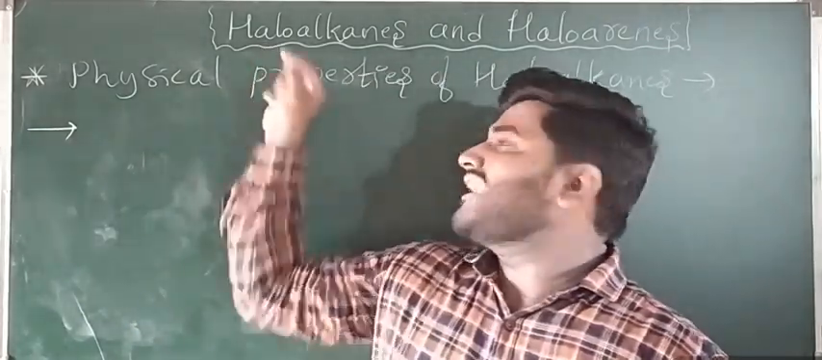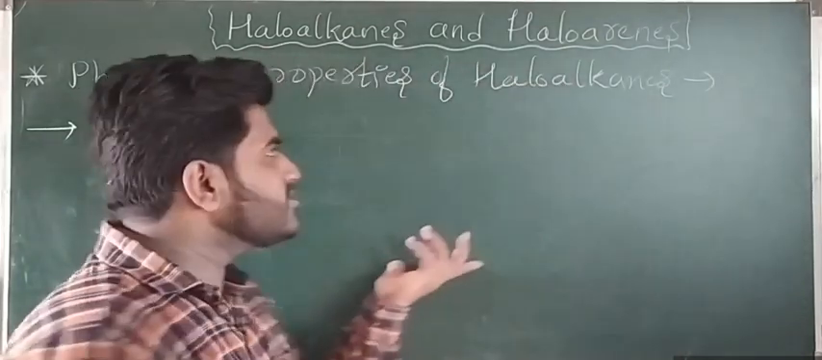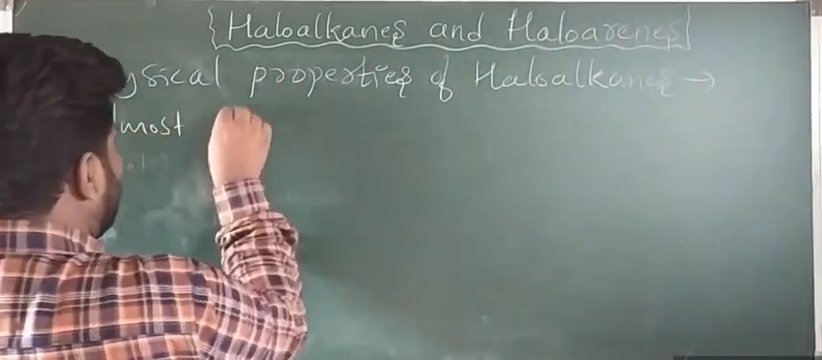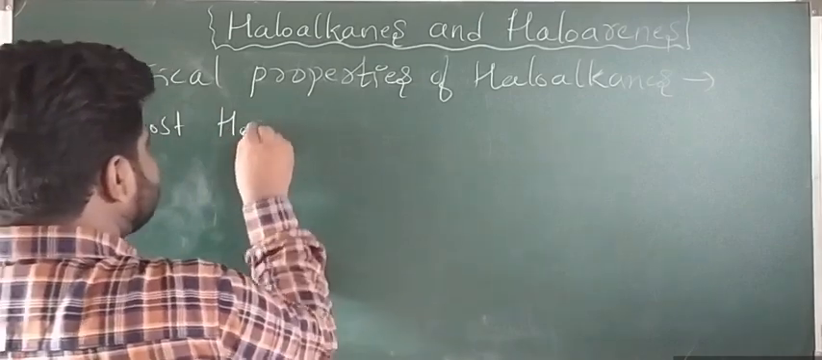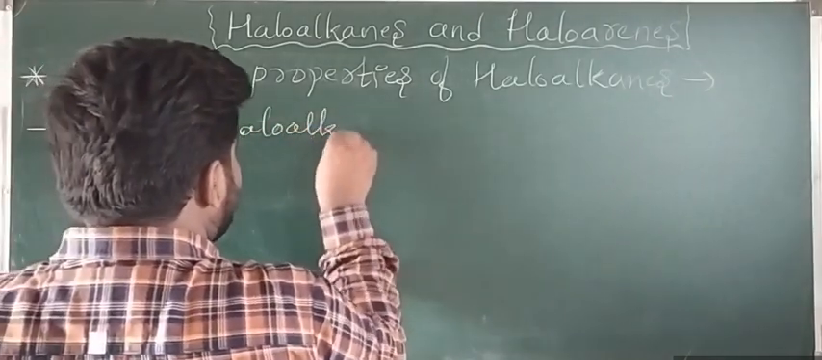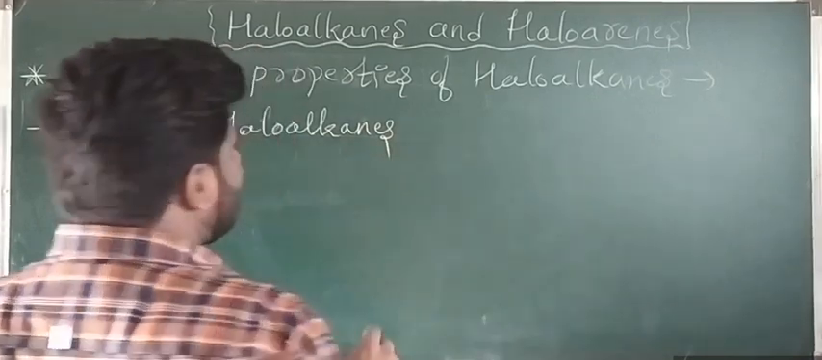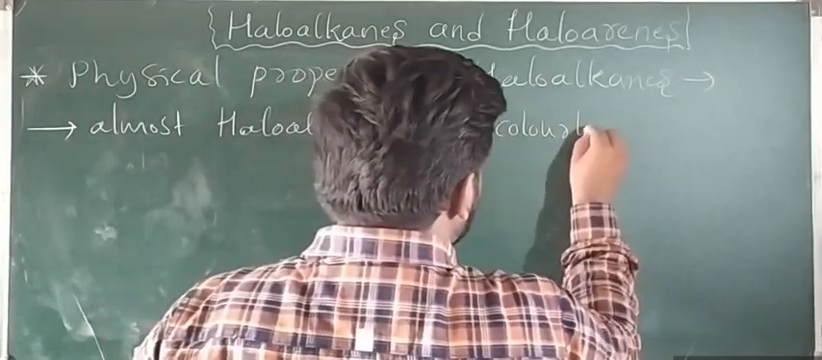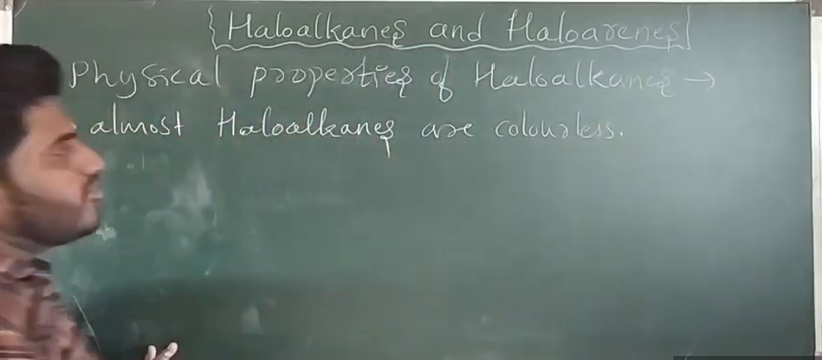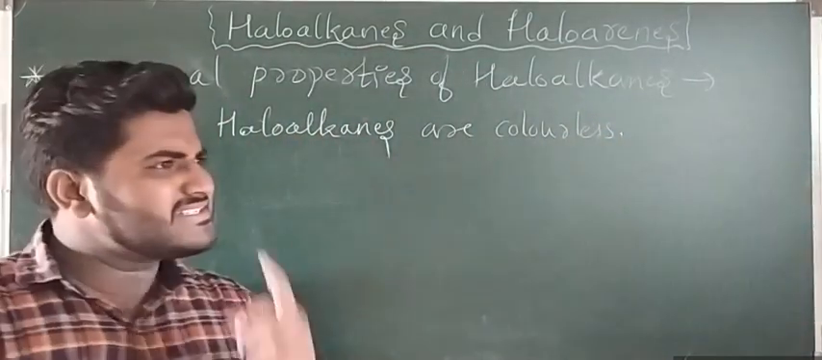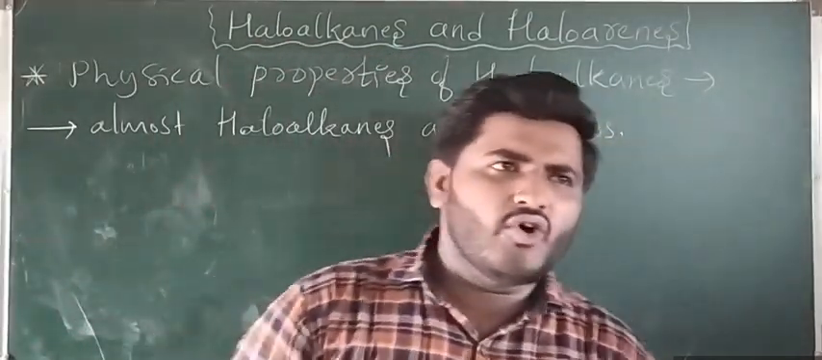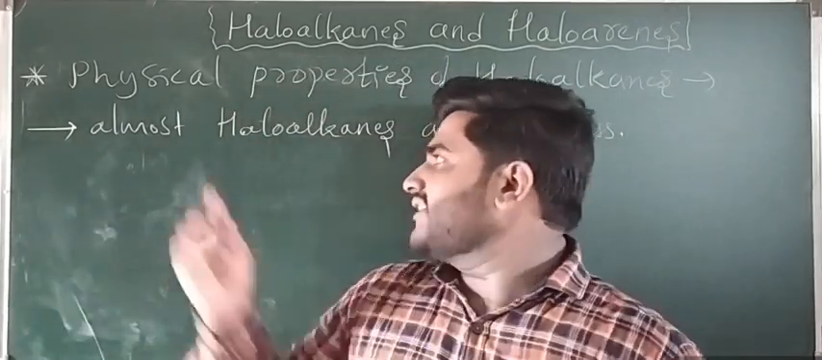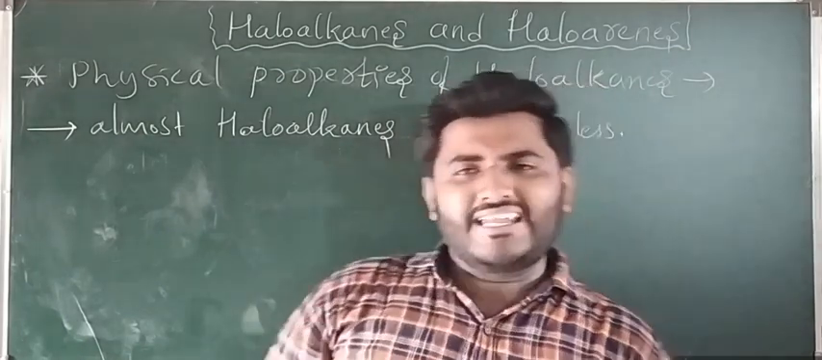First, almost all haloalkanes are colorless. They do not have color. But some haloalkanes containing iodine and chlorine, when exposed to light, will yield color. But almost all the haloalkanes are colorless.